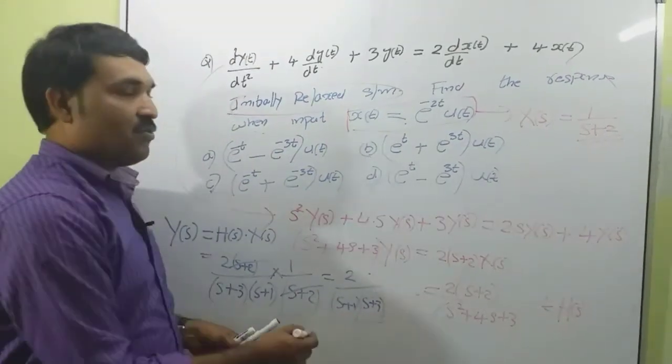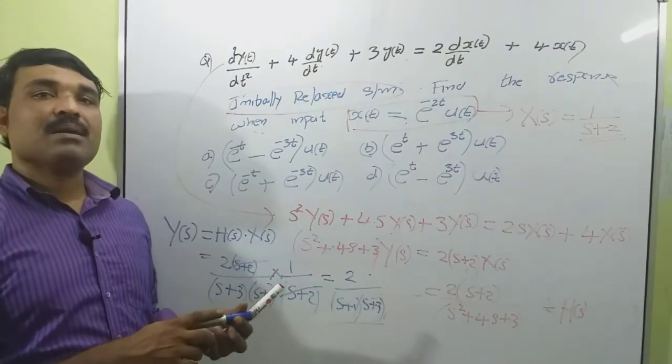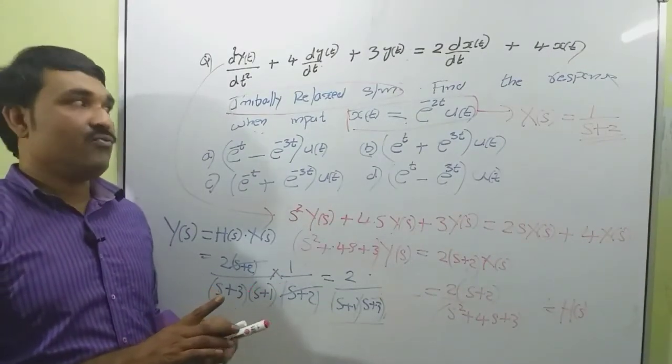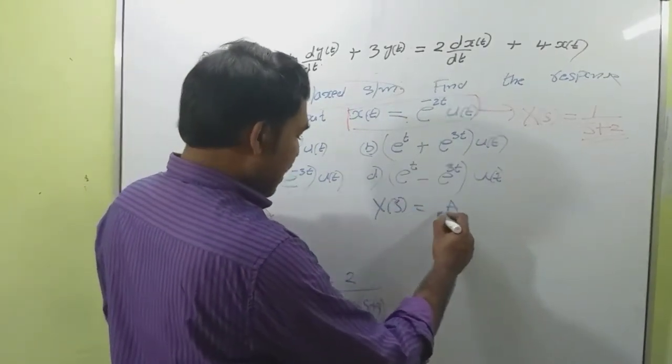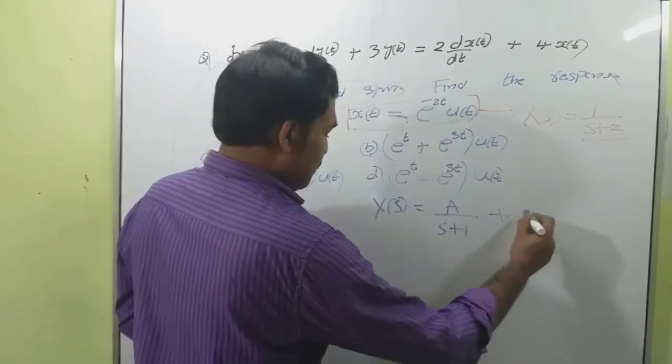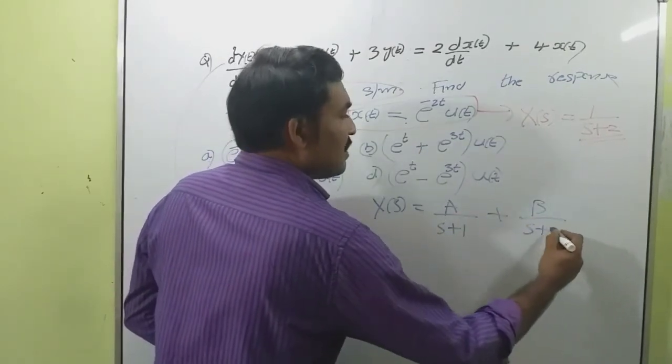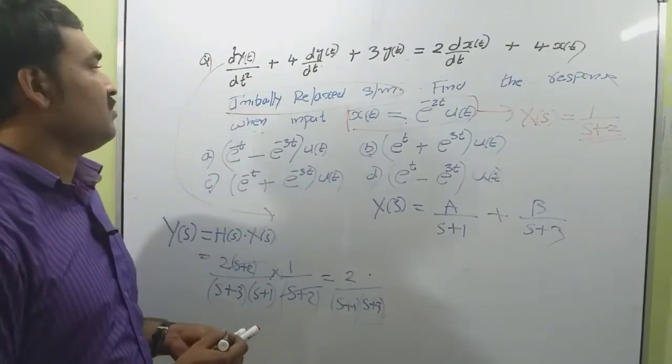This is our Y(s). Now find the inverse Laplace transform so as to get y(t). We can write Y(s) = A/(s + 1) + B/(s + 3) by using the partial fraction method.